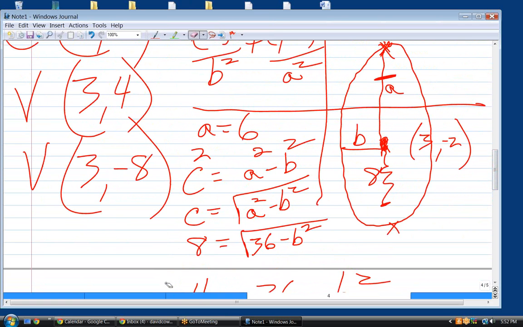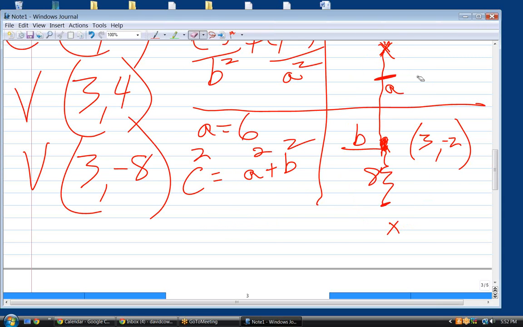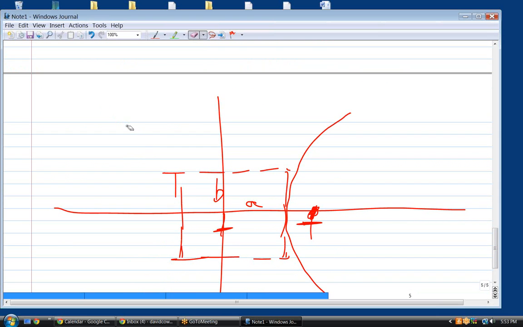Okay? So, what does that mean? That means that the equation is not c squared equals a squared minus b squared. It's c squared equals a squared plus b squared. And it still means that we're dealing with a vertical hyperbola. And that's going to be significant also. In other words, we're not dealing with a hyperbola like this. We're dealing with a hyperbola like that.